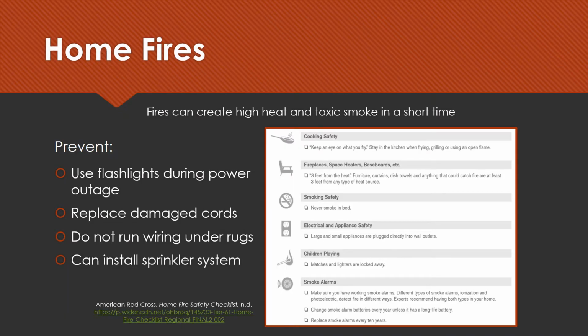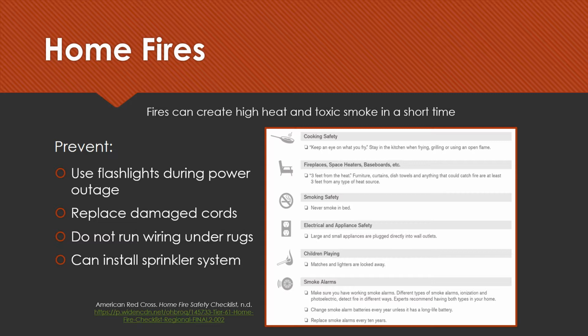Home fires can create high heat and toxic smoke in a short period of time. This may be less than 30 seconds with a large fire, and the flames can engulf in minutes. The room temperature may be 100 degrees at floor level and 600 degrees at eye level. It can scorch your lungs and melt the clothes to the skin. They may make you disoriented and drowsy. Asphyxiation is the leading cause of fire deaths, 3 to 1 compared to burns.